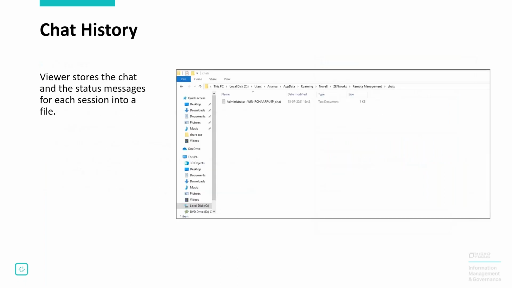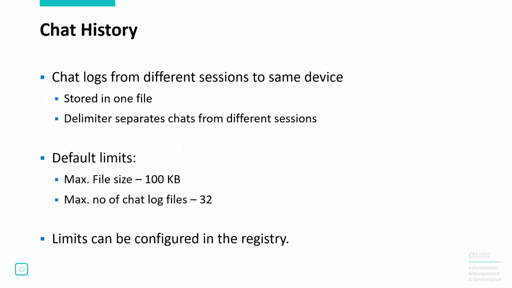As mentioned, the log files are being stored locally, so on the local device you've got a chat log. If you do multiple sessions to a single device, within your chat window you will only see the chat messages for that session. In the log, they will be combined per device, so you will see the different chats combined. You can configure how large these log files need to be in your registry if you want to. The default is 100K.